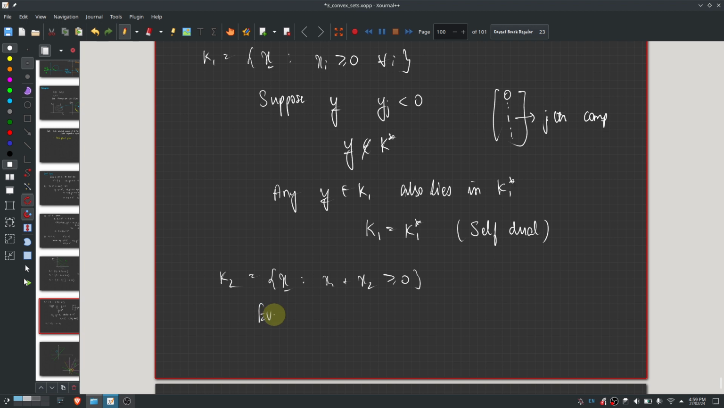So we've established that every alpha in R lies in K2 star. So let us consider any vector (alpha, beta). So consider any vector (alpha, beta) for which alpha is not equal to beta. Okay, can I find a vector in K2 which has, let's say, strictly negative inner product with (alpha, beta)?